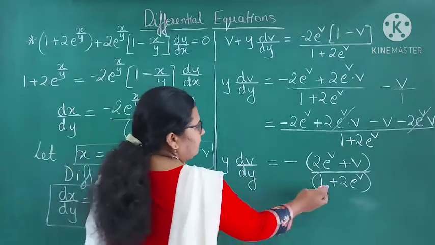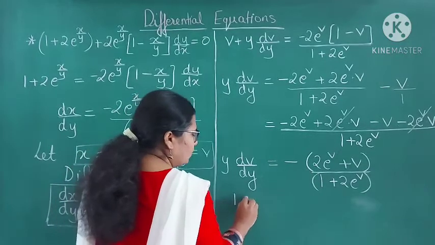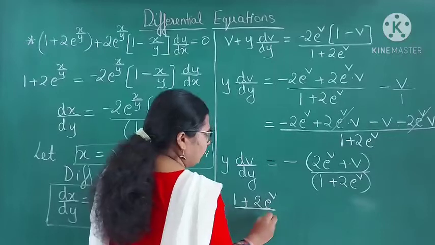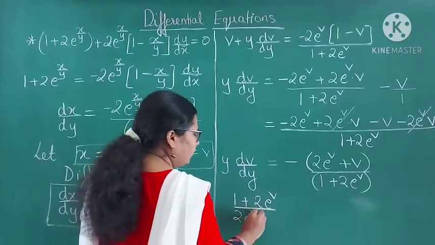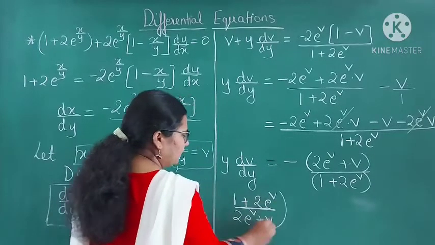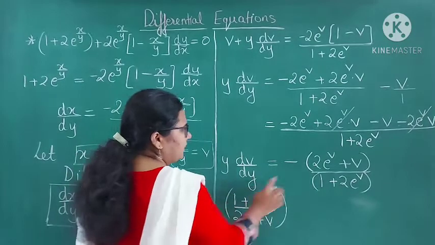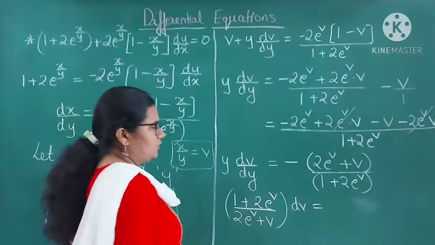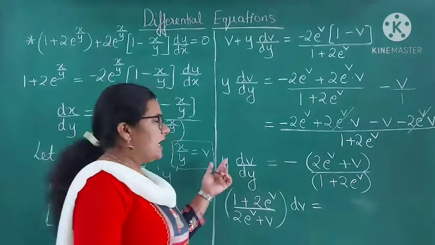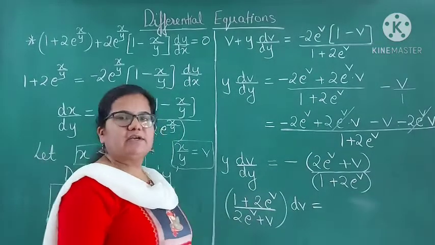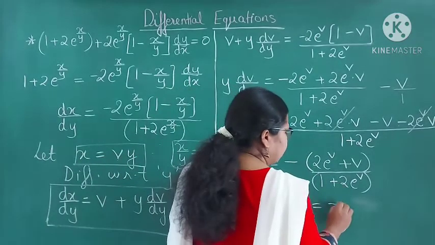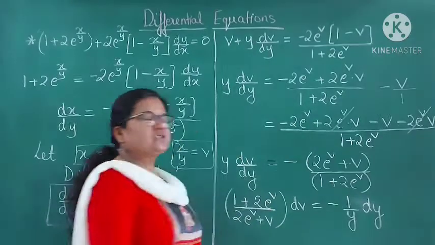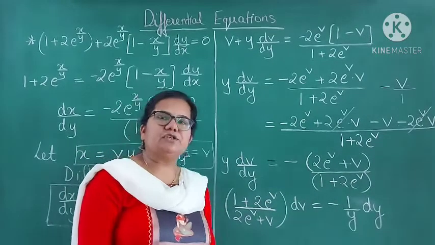So what will this become? This will go in the numerator. So 1 plus 2 e raised to v upon 2 e raised to v plus v. Okay, this will go in numerator and this will come in denominator, into dv is equal to, now dy I will take on the other side, and y also I will take on the other side, and minus sign as it is. So minus 1 upon y dy. So this is called variable separation form.